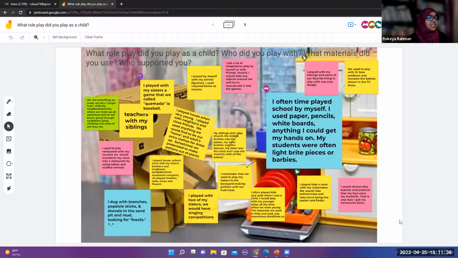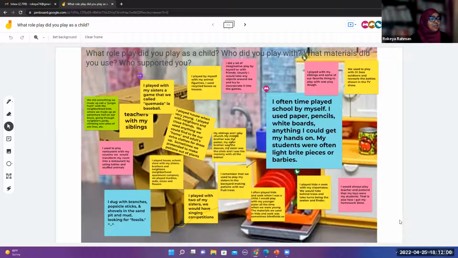Wonderful, wonderful. I want to read two more, maybe. One of you said, I would always play teacher and pretend that my toys were my students. That is also how I got my homework done. That's so cool. I used to do the same. Being a teacher was my favorite thing to do, and all the stuffed animals and small plants were my students.